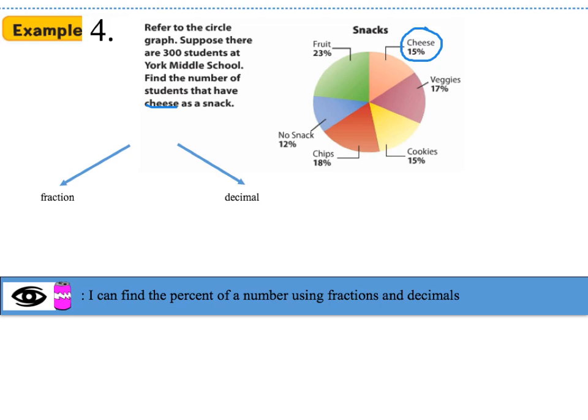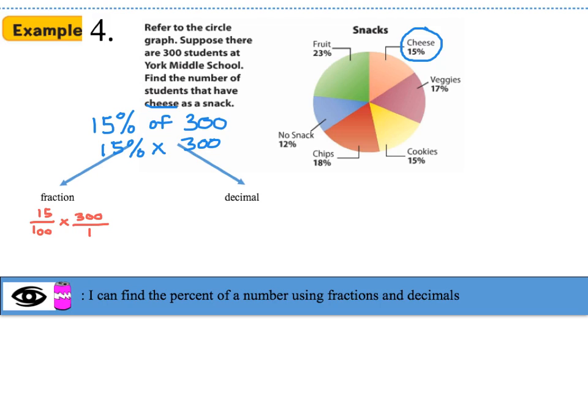I can say this: 15% of 300, which is the same as saying 15% times 300. So let's solve this problem using 2 different methods. Let's make 15% into a fraction. What I can do is I can take 15 over 100. Then I can reduce, or I can multiply that with 300 over 1.